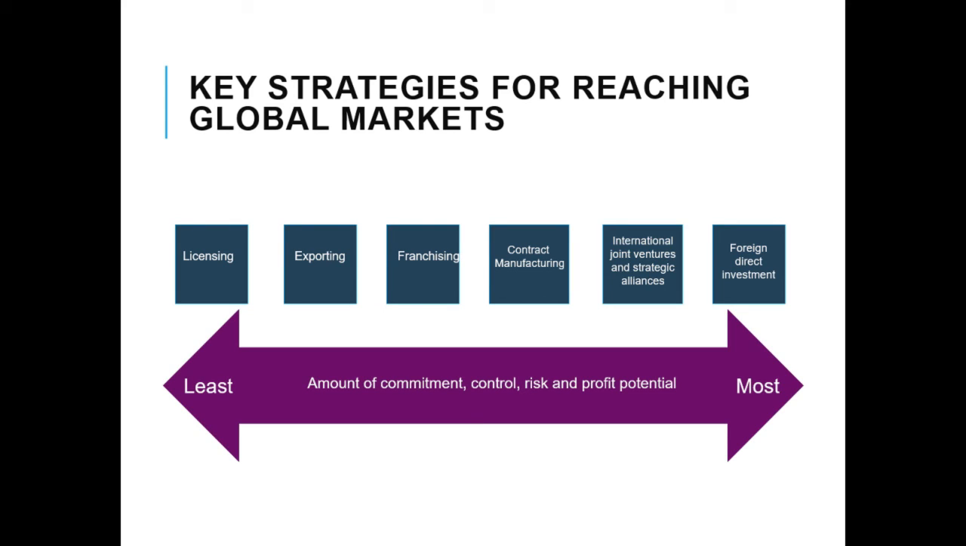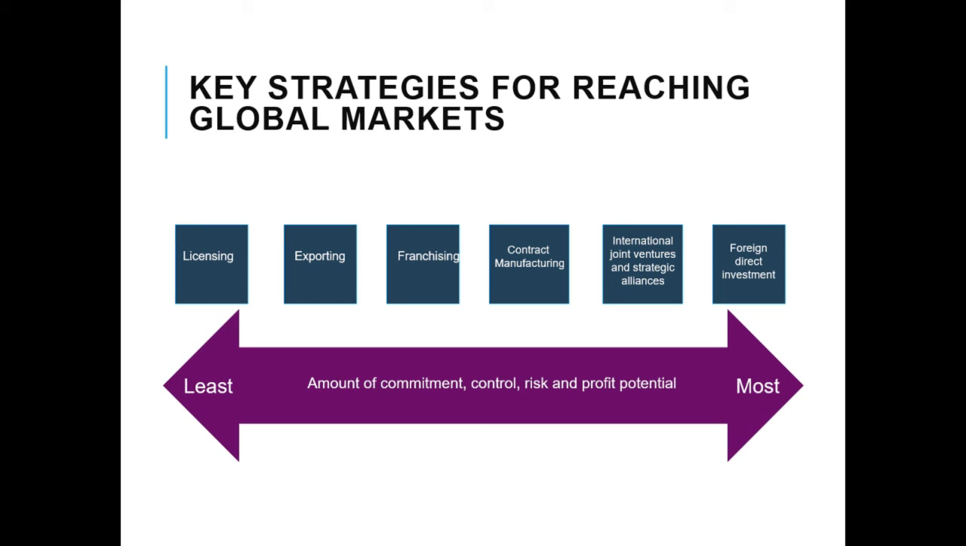Joint ventures are partnerships for a set period of time to achieve a specific goal. Volkswagen, for instance, used a joint venture with a Chinese company to break into the Chinese market. Joint ventures usually involve the creation of a new, jointly owned company.